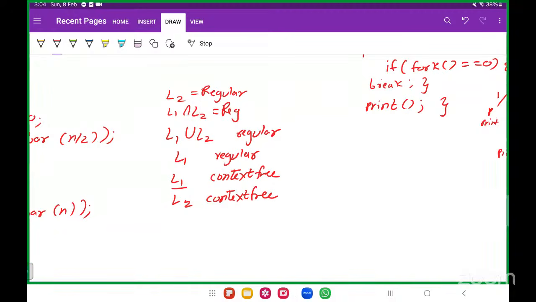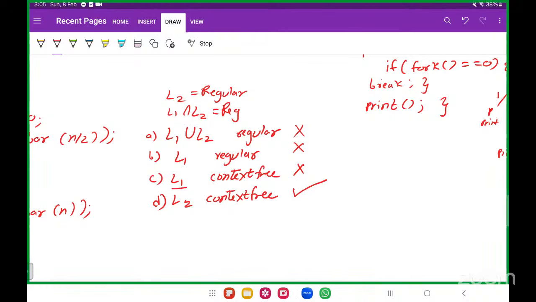Now they have mentioned, I think options are, L2 complement is context free, that statement is always true. Because L2 is regular. So there is only one option that is correct. And L2 complement is context free.